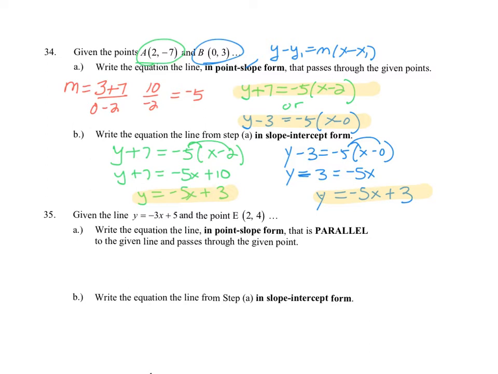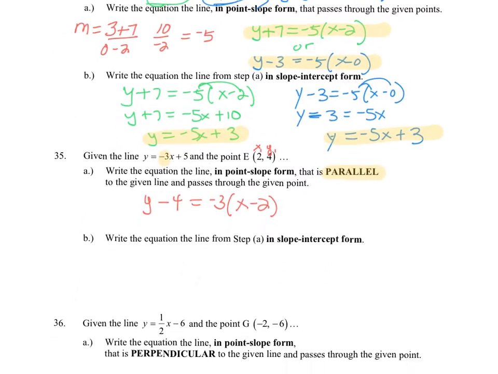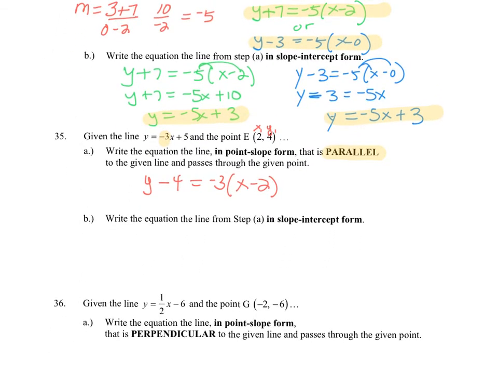Okay. Let's look at our next one. Our next one asks us to write the equation of the line in point slope form that is parallel. So I have to know that when I look at what that word parallel means, that they have the same slope. And so the slope that I'm using is negative 3. And so I'm using that slope, and I'm using this point as my x1, y1. And so I'm going to have y minus my y1 equals my slope times x minus my x1. And that is my first answer for point slope form.